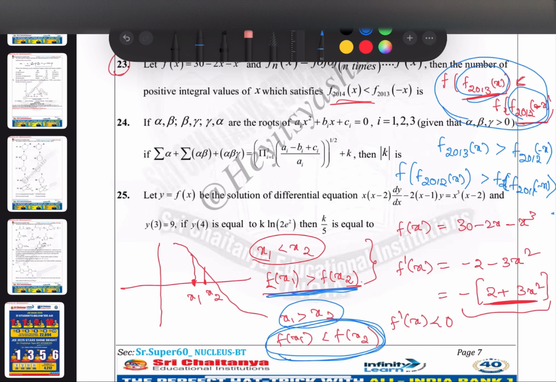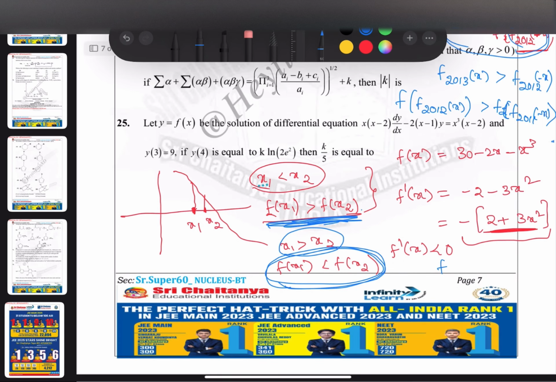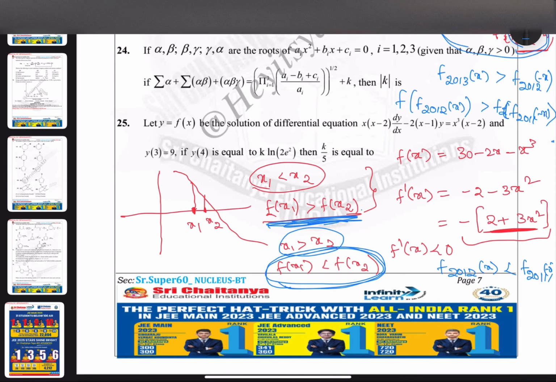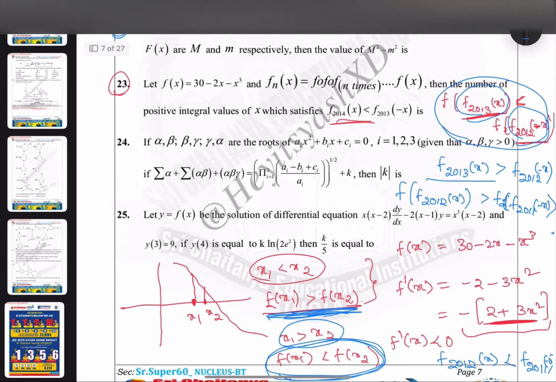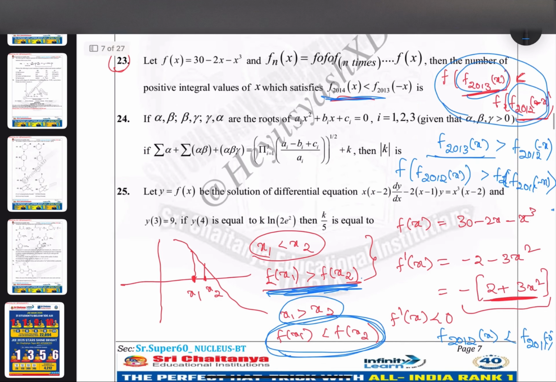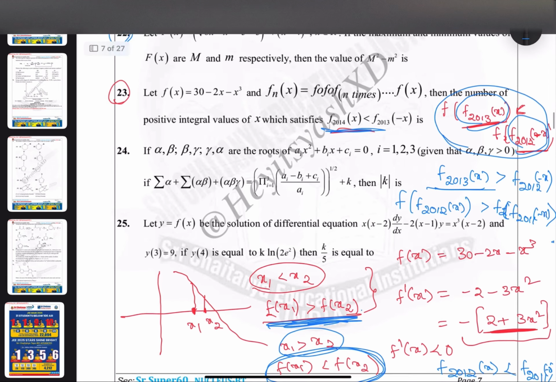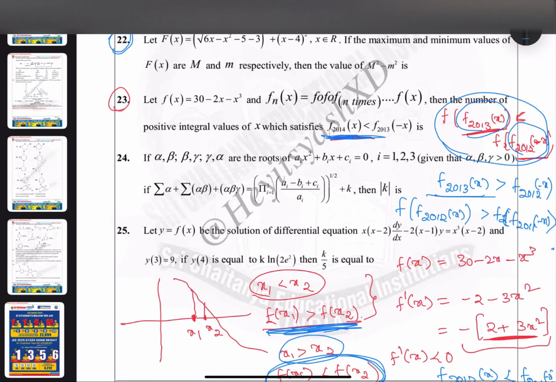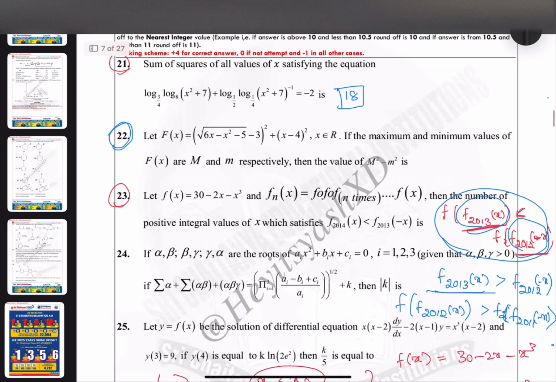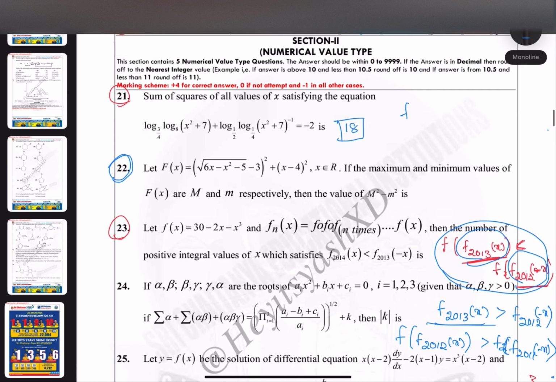All right, f of x1 greater than f of x2, so x1 is less than x2. So from this you'll get f2012 of x less than f2011 of minus x. If you keep doing this, for 2013 we got greater than, so for 2014 you get less than, for 2013 you get greater than, for 2012 you get less than. So if here there is an even number, you have less than; if there is an odd number, you get greater than. Finally, if you keep doing this, you get f2 of x less than f1 of minus x.